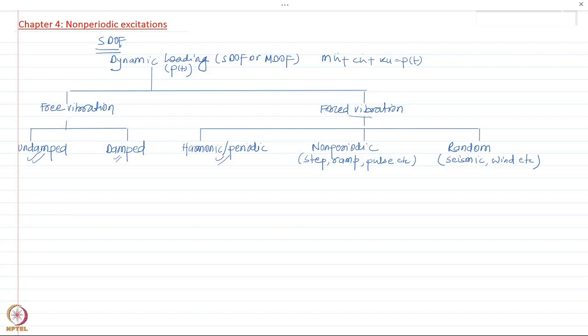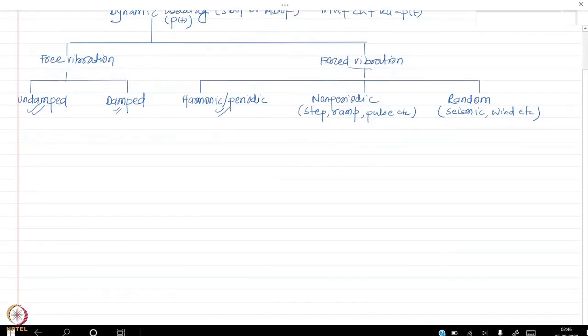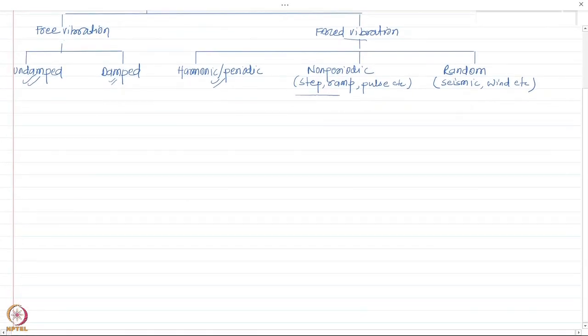Now, harmonic and periodic excitations are fine, but you will encounter many loads in real life scenarios which might not be either harmonic or periodic. So for those types of systems, it becomes imperative that we study the response subject to non-periodic excitation. Today's chapter is focused on non-periodic excitation, which is another common set of loading encountered in real life, and for which the approach to find the analytical solution is a little bit different from what we have studied so far for harmonic excitation.